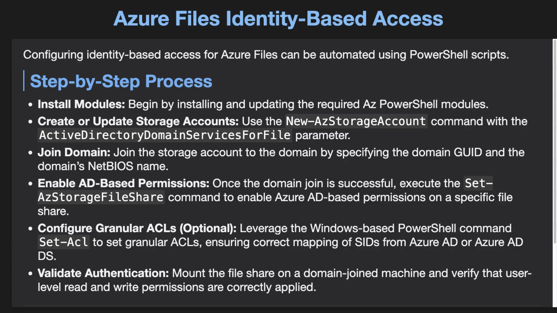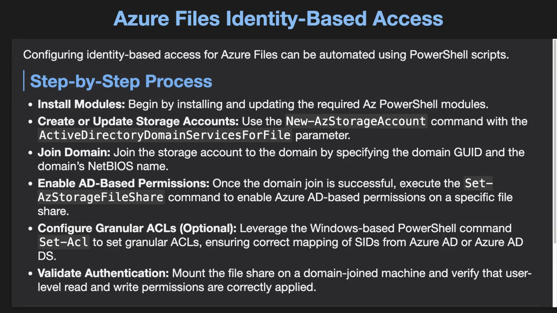Configuring identity-based access for Azure Files can be automated using PowerShell scripts. Start by installing the required Az PowerShell modules, ensuring they are updated. Use the New-AzStorageAccount command to create or update storage accounts with the Active Directory Domain Services file parameter. Next, join the storage account to the domain by specifying the domain GUID and the domain's NetBIOS name. Once the domain join is successful, use Set-AzStorageFileShare to enable Azure AD-based permissions for a specific file share. Optionally, you can set granular ACLs by leveraging the Windows-based PowerShell command Set-ACL, although you must appropriately map the SID from Azure AD or Azure ADDS.